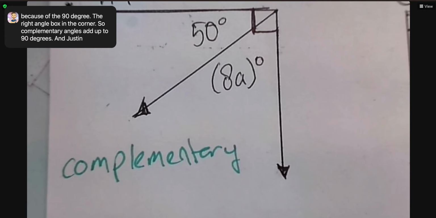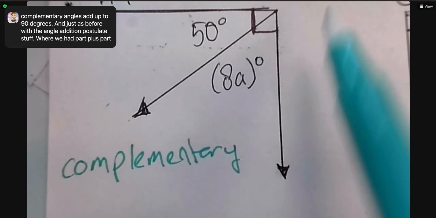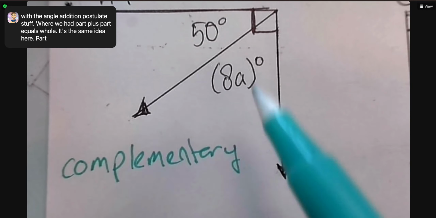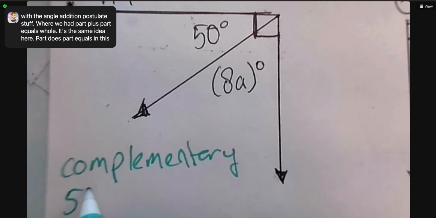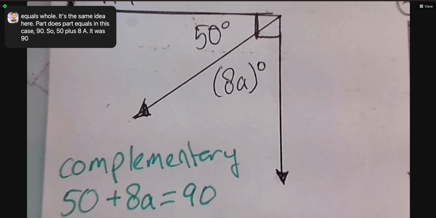And just as before with the angle addition postulate stuff, where we had part plus part equals whole, it's the same idea here. Part plus part equals, in this case, 90. So 50 plus 8a equals 90. Now go ahead and pause in order to solve that equation for a. Only type in the answer, don't put like a equals into the Google form.